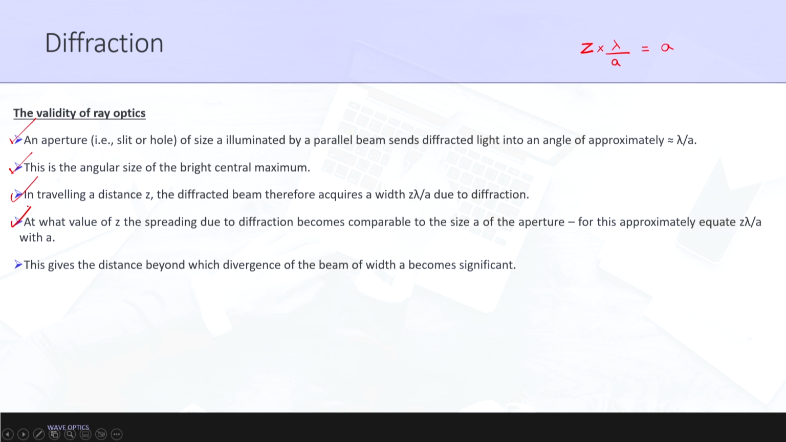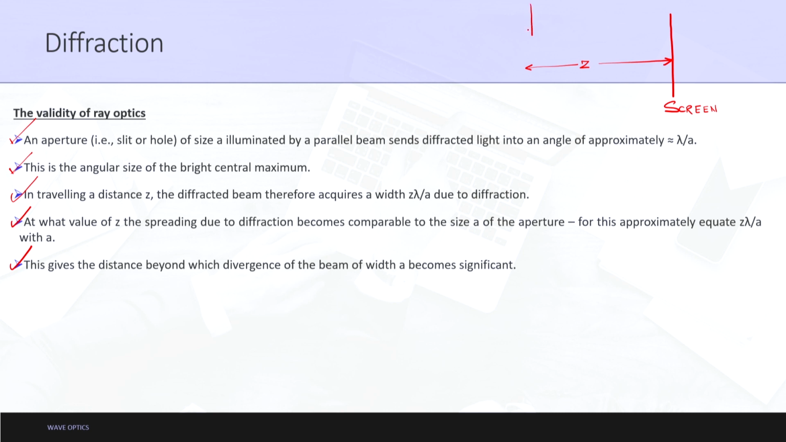This gives the distance beyond which divergence of the beam of width A becomes significant. Okay, let me explain using a diagram here. Let us suppose this is the screen, and this is the distance z being talked about here, the distance travelled, z.